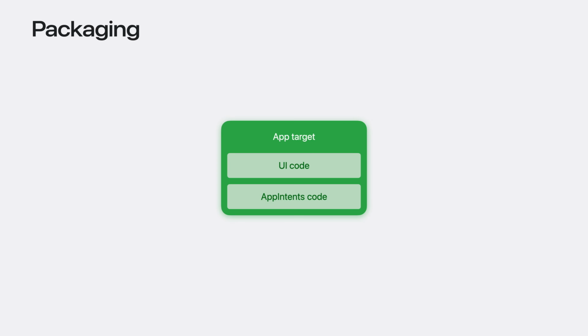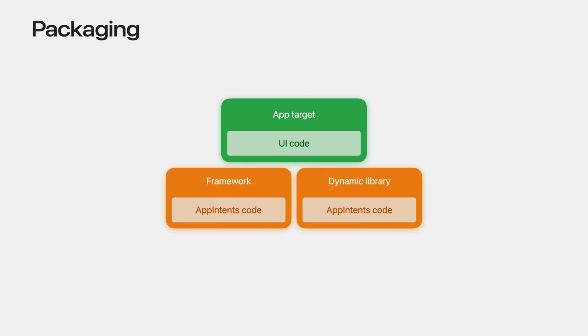Last but not least, you can now put your app intents in Swift packages. Previously, we've enabled packaging your app intents code with frameworks and dynamic libraries. Now, you can put them in Swift packages and static libraries. To learn more about how to use the app intents package protocol, check out the Get to Know App Intents session.